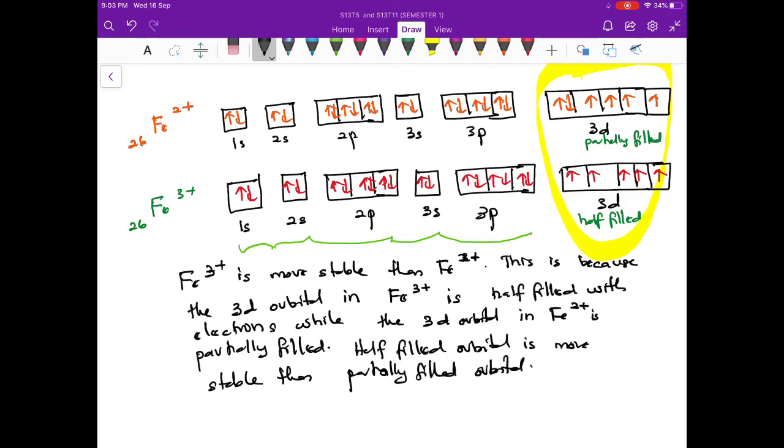Alright, so that's all. I hope this video will help you to write the electronic configuration for the ion and then to compare its stability. So I will highlight it again. To write the electronic configuration for the ion, you have to write the electronic configuration of its atom first. Once you write the electronic configuration for the atom, then you can identify which orbital you want to remove the electron from or which orbital you want to add the electron to.